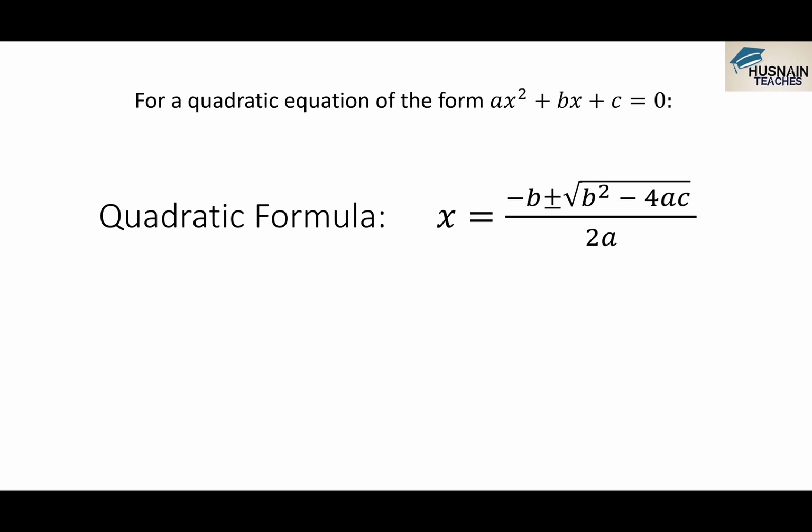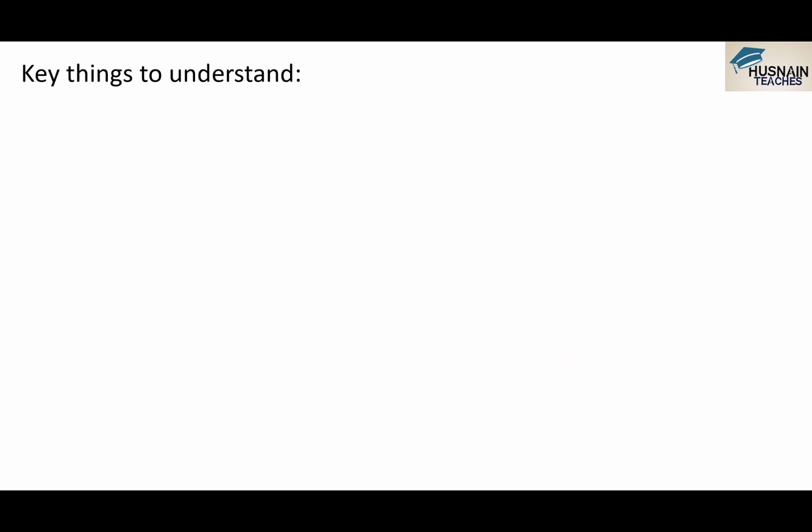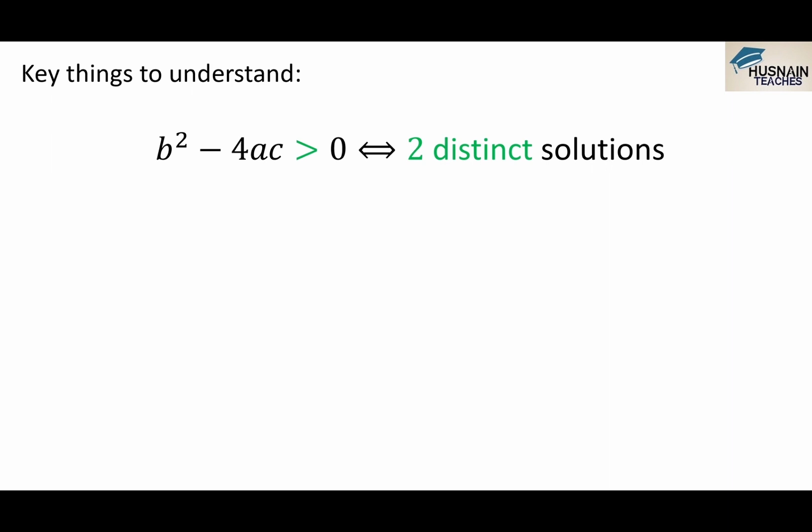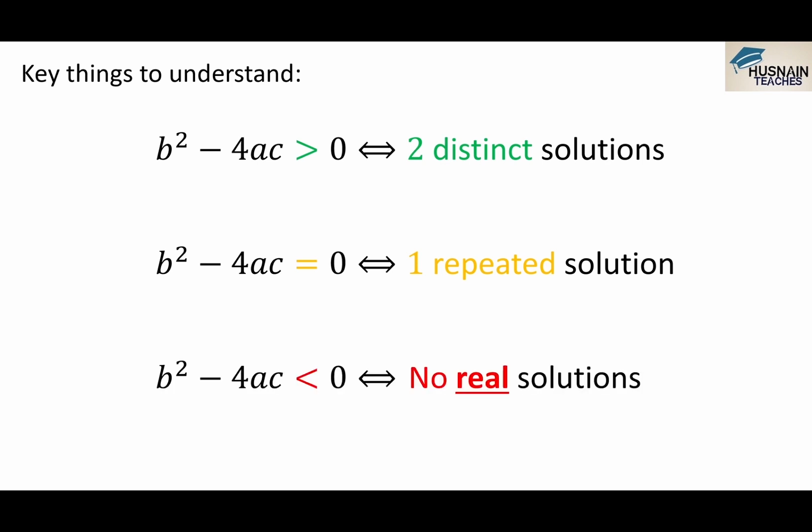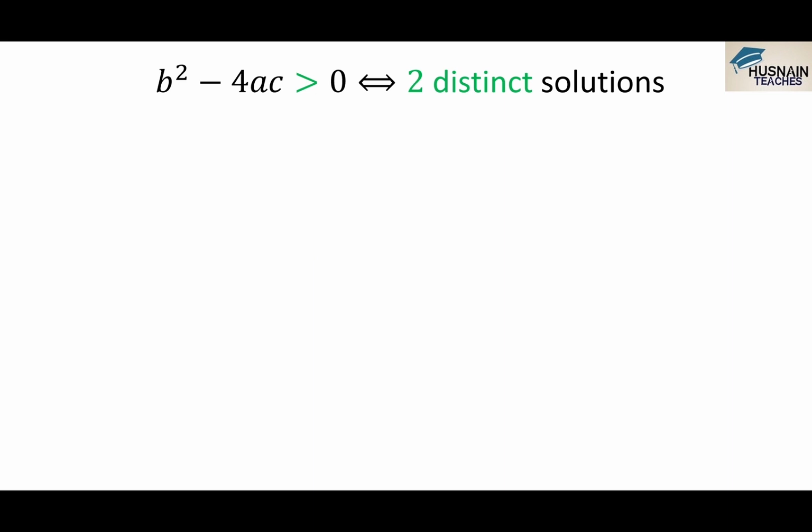For a quadratic equation of the form ax squared plus bx plus c equals 0, we have obviously that the quadratic formula is this. The discriminant now is a piece, if you like, of this quadratic formula, and it's simply the b squared minus 4ac part, the part inside the square root. Some of the key things to understand are that when this discriminant has a value of greater than 0, the quadratic has two distinct solutions, two different solutions basically. When it's equal to 0, we have one repeated solution, and when it's less than 0, we have no real solutions.